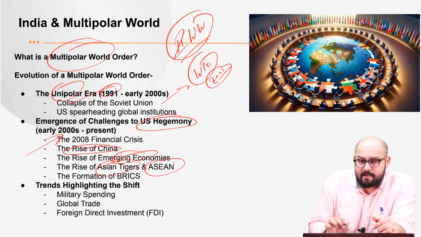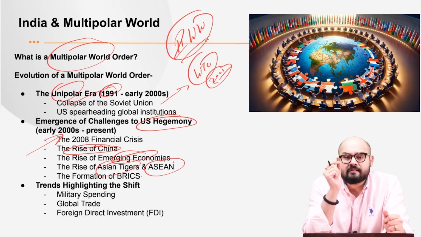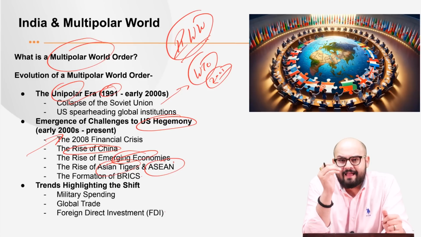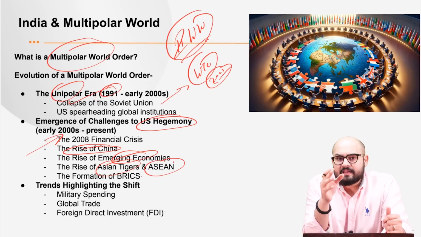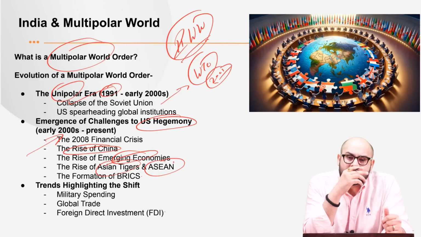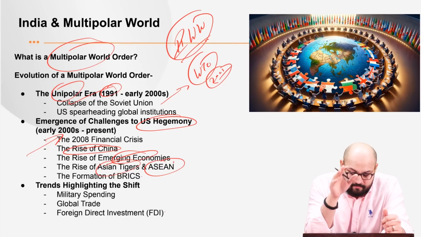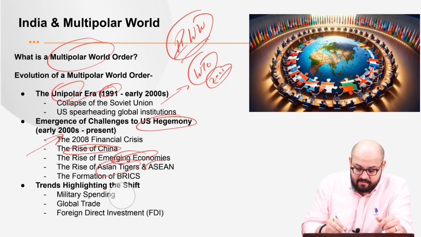Also, we saw the emergence of ASEAN. ASEAN as a regional grouping has been one of the most successful regional groupings, and it has witnessed substantial trade and investment, and that has led to an increase in the standard of living among all these countries of ASEAN, right? Next is the formation of BRICS, right?